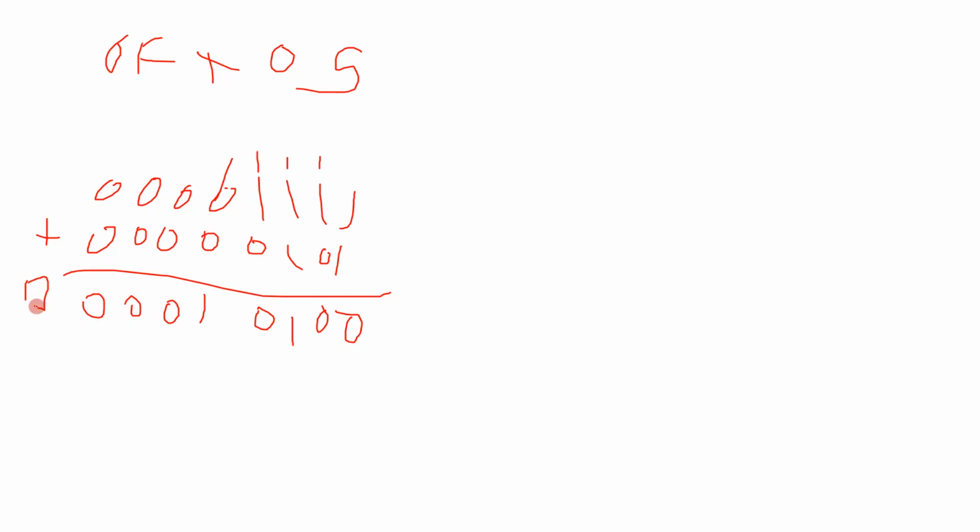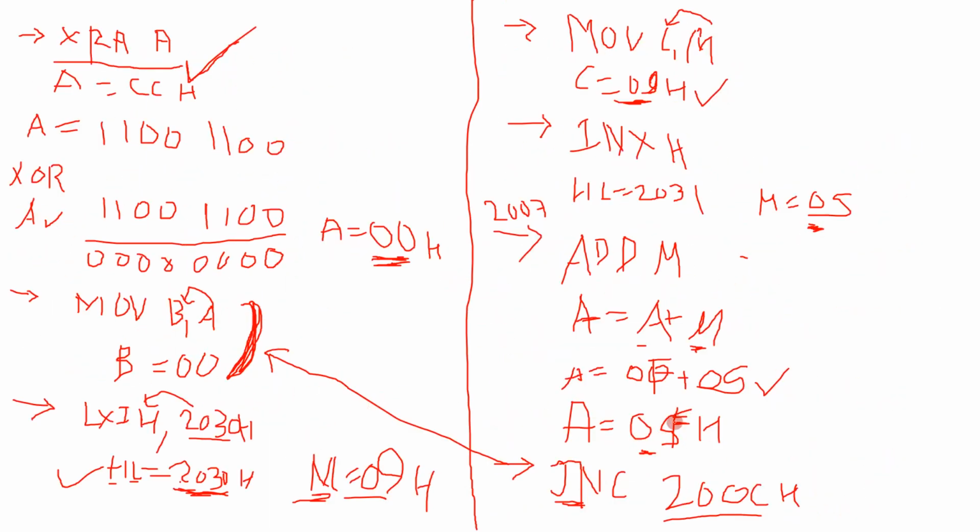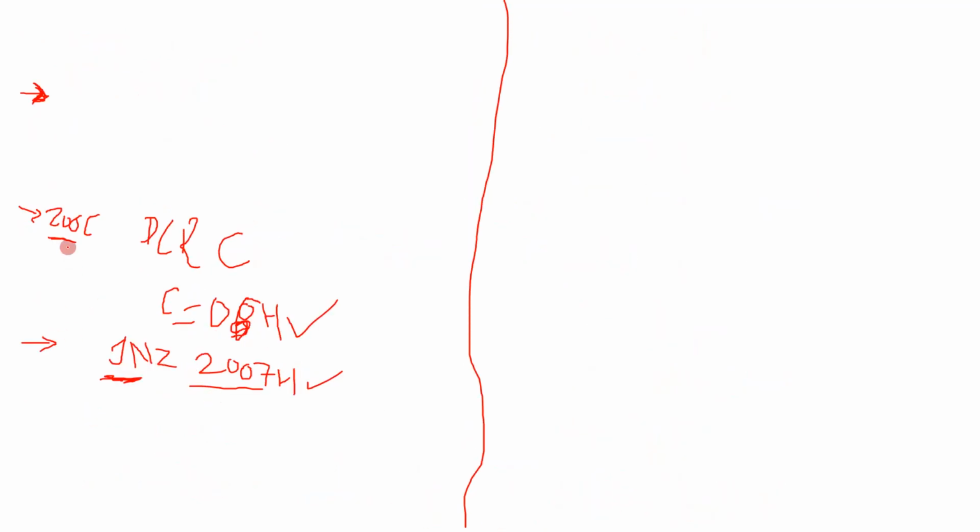Was there any carry? No. Now we'll convert it into hexa. There is no carry, so here we'll get 14. In accumulator 14 will be there. Again jump on not carry. Condition satisfied. There was no carry. It will jump here to 200C.